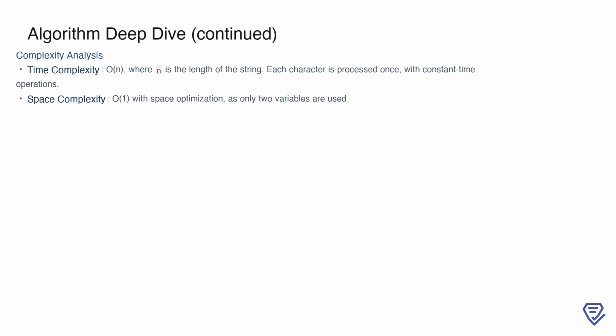The time complexity of the algorithm is O(n), where n is the length of the string, because we process each character exactly once and perform constant time operations at each step. The space complexity, with the optimization of using two variables instead of an entire DP table, is reduced to O(1). This makes the solution highly efficient and scalable, even for the largest input sizes allowed by the problem's constraints.